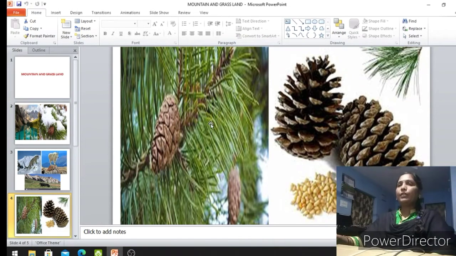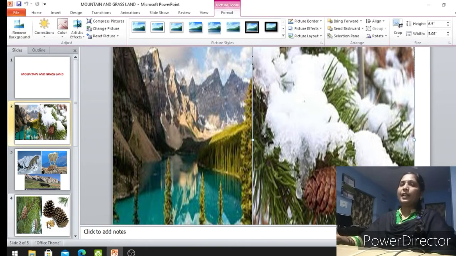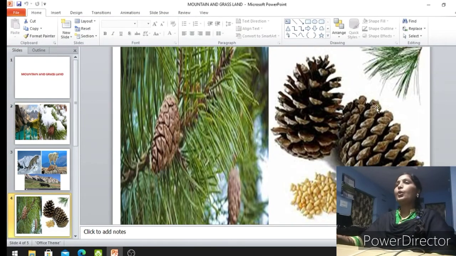are also called conifers. Why are we calling them conifers? Because they are in cone shape. I showed you just now the structure of the plant on mountains. It's in cone shape. That's why the plants are also called conifers. So this is one of the conifer plants.